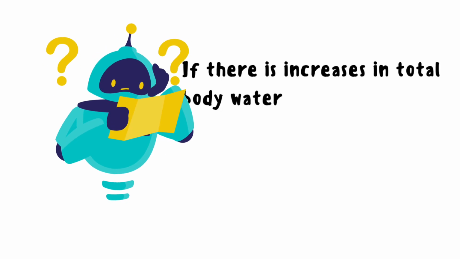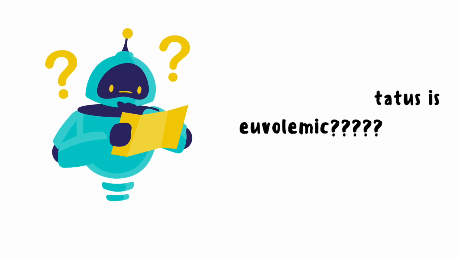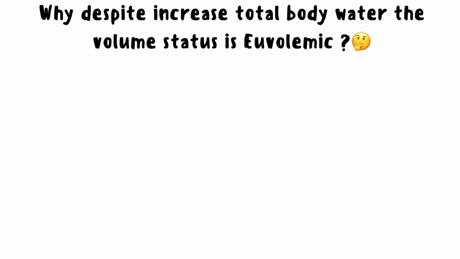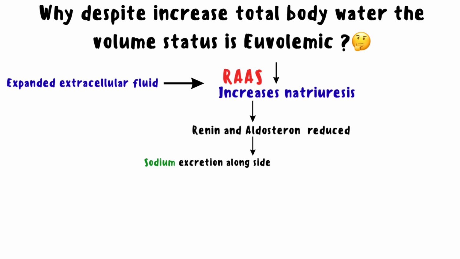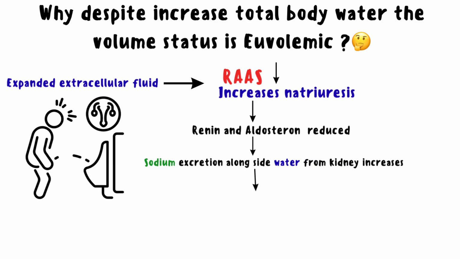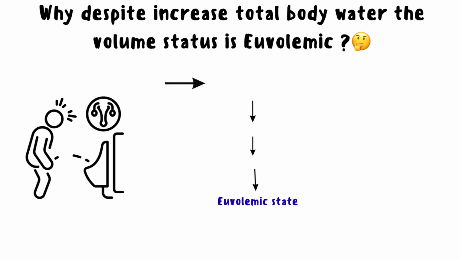But here the question is, if there is an increase in total body water, then why is the status euvolemic? Actually, the expanded extracellular fluid volume suppresses the RAAS system and increases natriuresis. Due to this, renin and aldosterone are reduced, and sodium excretion alongside water from the kidney increases, which keeps the body in a euvolemic state. Other causes of euvolemic hyponatremia are hypothyroidism, Addison's disease, primary polydipsia, and beer potomania.